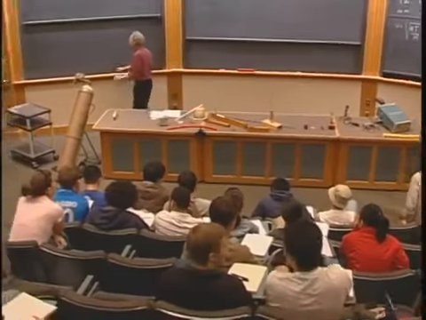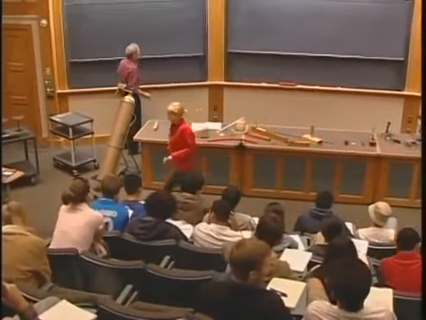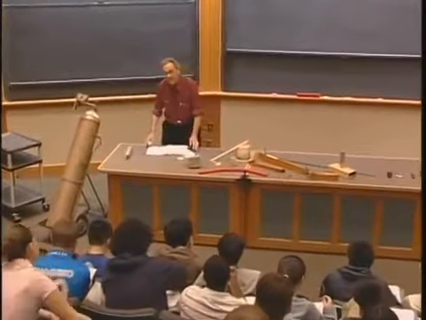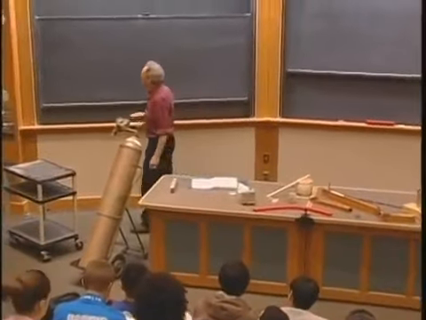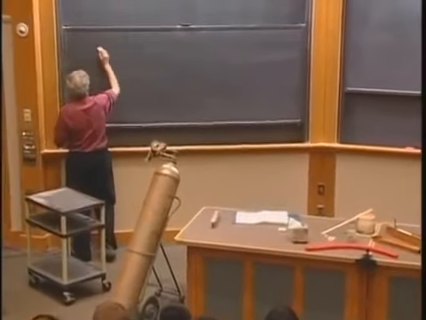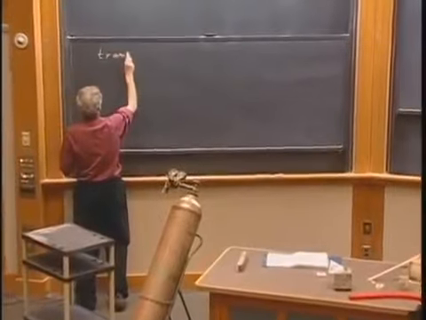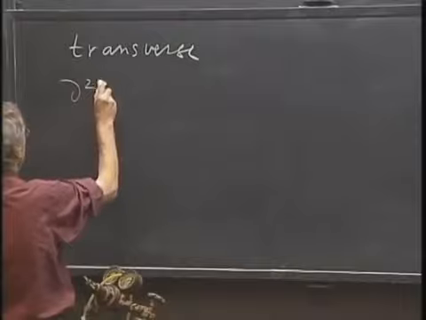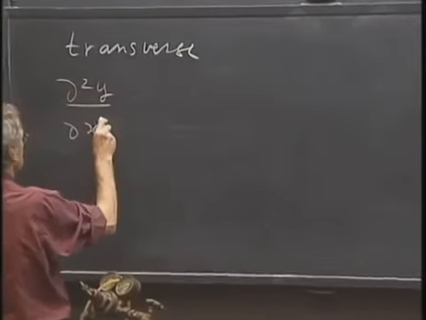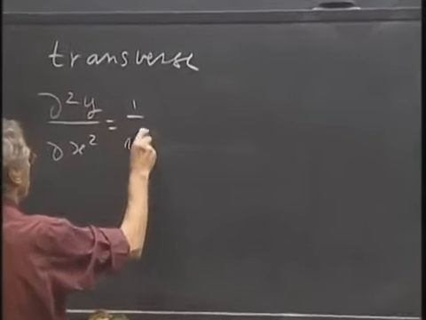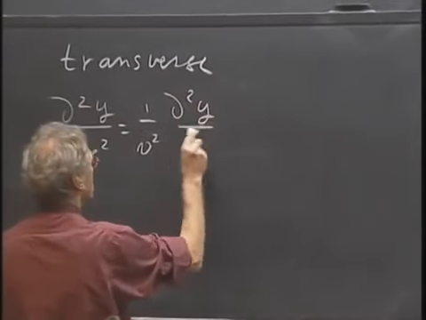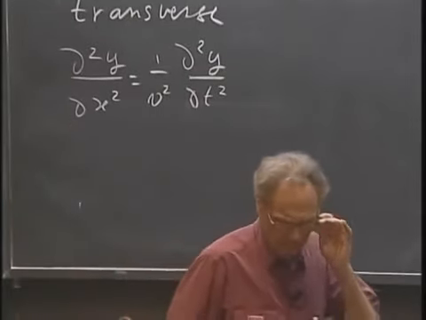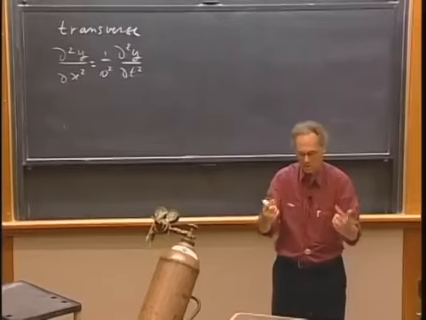So, what we have been looking at are one-dimensional standing waves, normal mode solutions to the famous wave equation. In the case of transverse motion, we have d²y/dx² equals 1 over v squared times d²y/dt². So this is the wave equation. Y now in this direction.